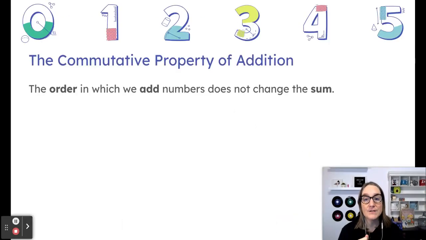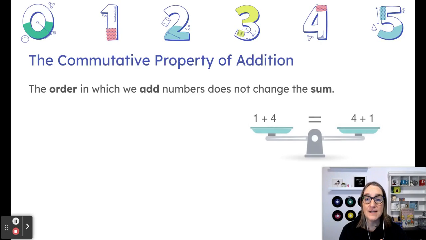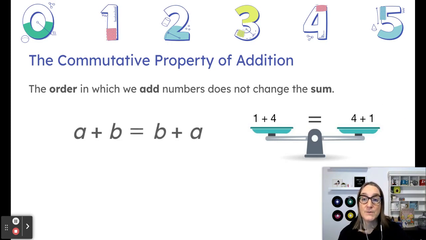When we add two numbers, their order does not affect the sum. The scales always balance. This is called the commutative property of addition. We can use variables to show this property for any pair of numbers we add. So we can see here on the picture, the example says 1 plus 4 equals 4 plus 1. And we can see that we switched those numbers around and it doesn't change the sum. The sum is still 5. 1 plus 4 is 5. 4 plus 1 is 5.